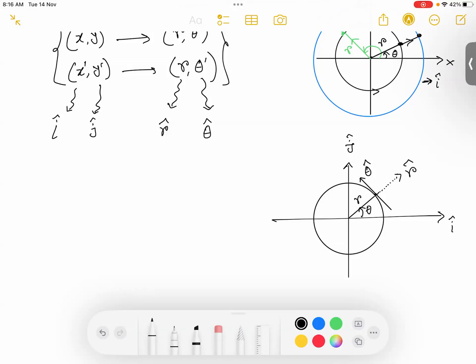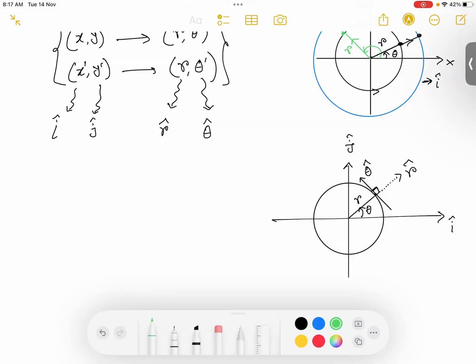Now look, unit vectors are always perpendicular to each other. So r hat and theta hat are perpendicular to each other, obviously, because a radius vector always makes a 90-degree angle with the tangent vector. Meaning if you take a tangent line to a circle, the radius always creates a 90-degree angle with it. So they also have 90-degree angles between them.